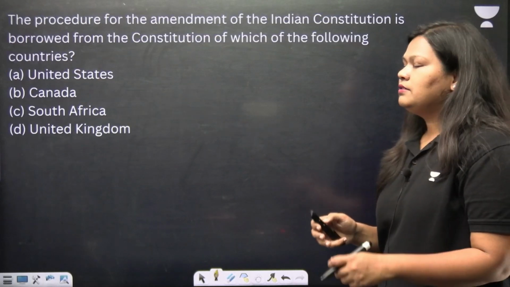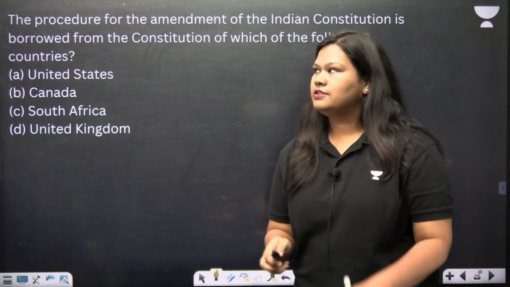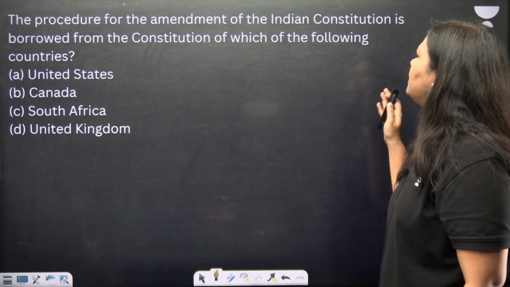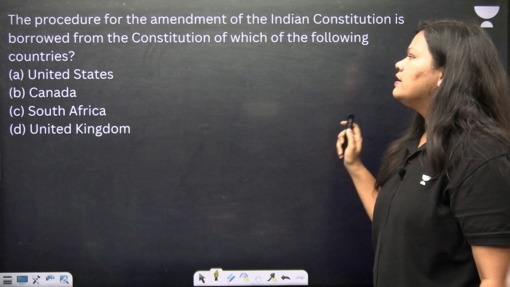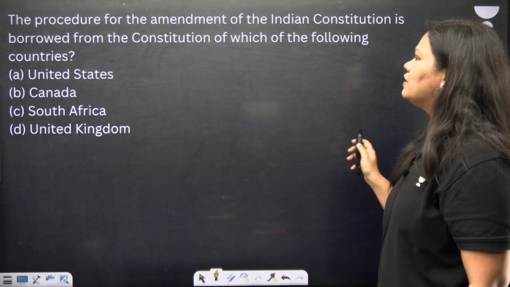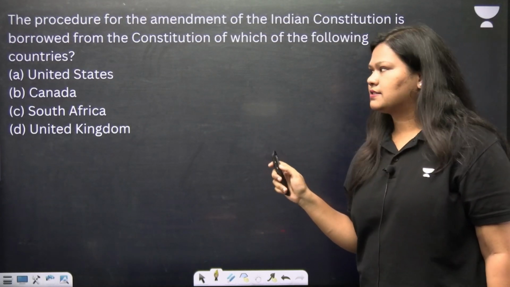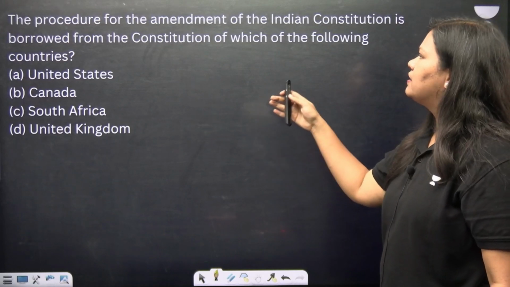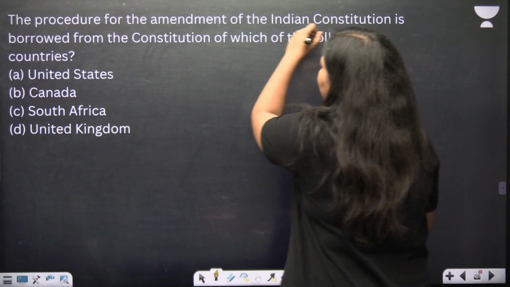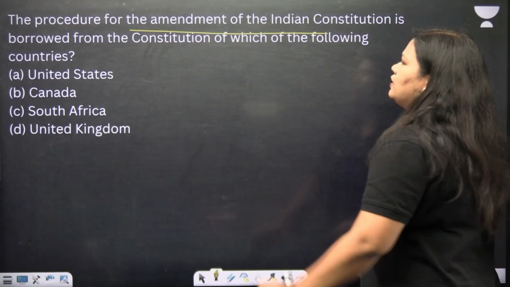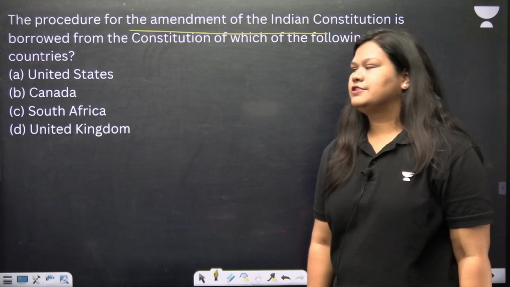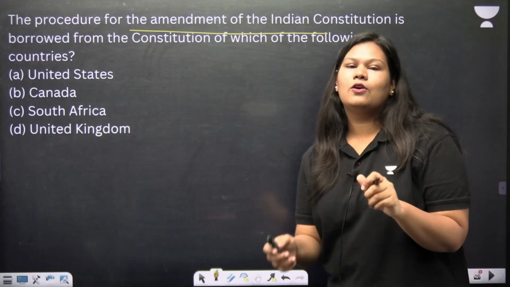Now the question which you will be solving in the comment section. The procedure of the amendment of the Indian Constitution is borrowed from the constitution of which of the following countries? So out of these 4 countries, from where have we borrowed the amendment procedure of the Indian Constitution? Now you need to answer it in the comment section.